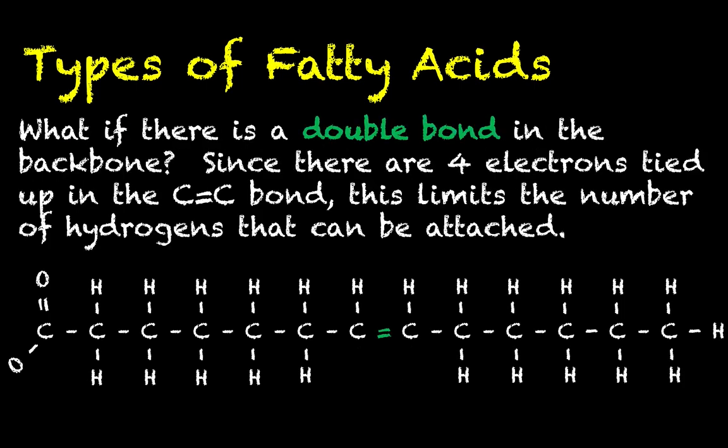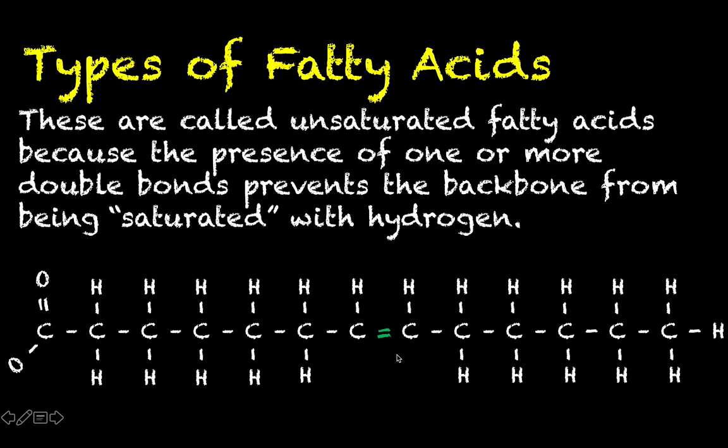But in a different scenario, what if there is a double bond in the carbon-carbon backbone here? You can see the presence of this double bond here. In a double bond, there are going to be 4 electrons being shared between the 2 carbon atoms instead of the typical 2 that you see with a single covalent bond. Because of the presence of this double bond, that is going to limit the number of hydrogens that can be attached to the backbone. In essence, we are going to remove 2 hydrogens, you can see the vacancy here, in favor of forming this double bond.